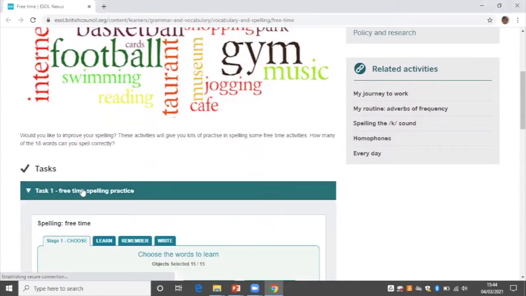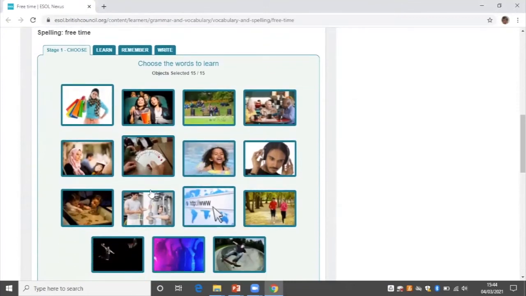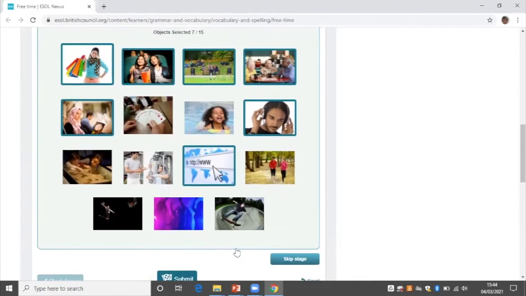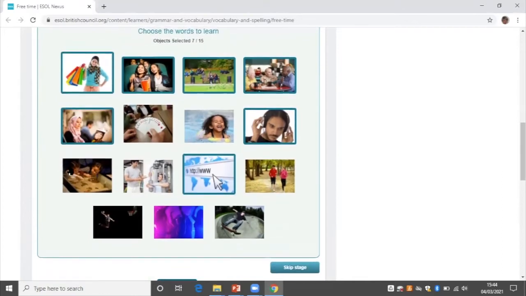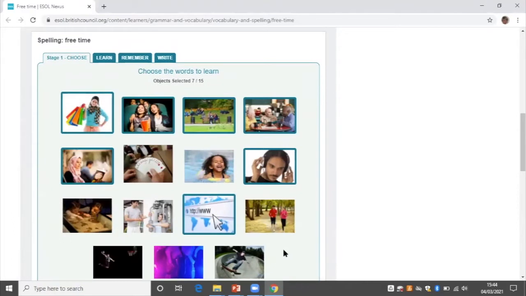Okay, so I'm going to show you how to navigate this system here. I'm going to take it from my perspective, so I'm going to pick some things I like to do. I like shopping, I like the cinema, I like the park. All you do here is pick the images of the things that you like to do. So I've picked shopping, the cinema, the park, cafes, reading, music, and the internet. Those images help me link what the hobby is.